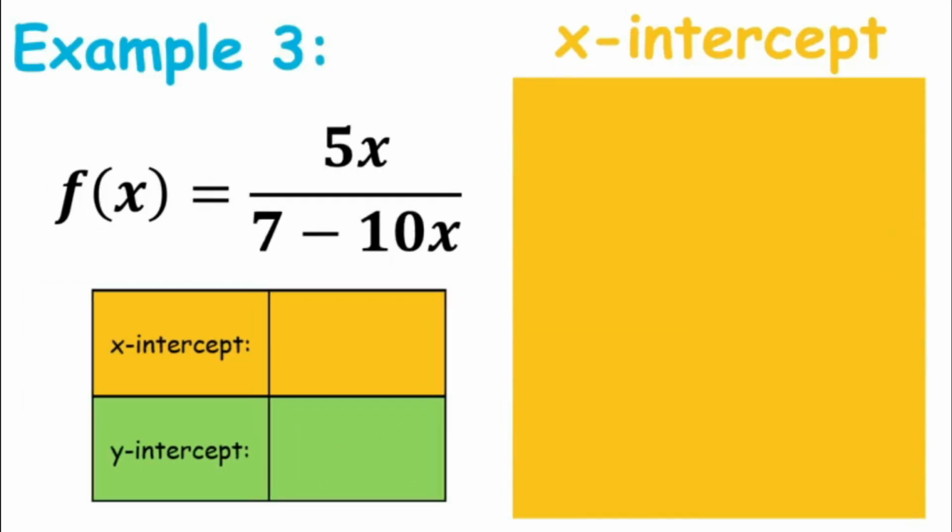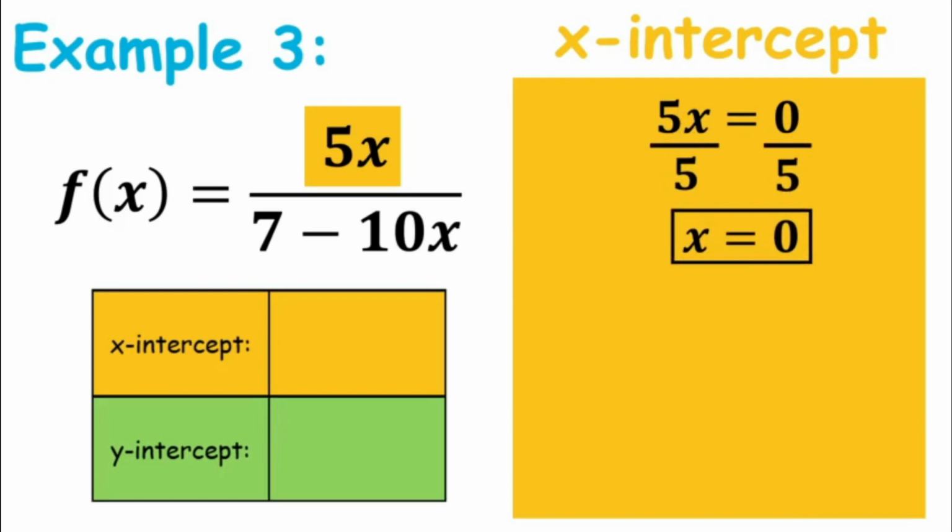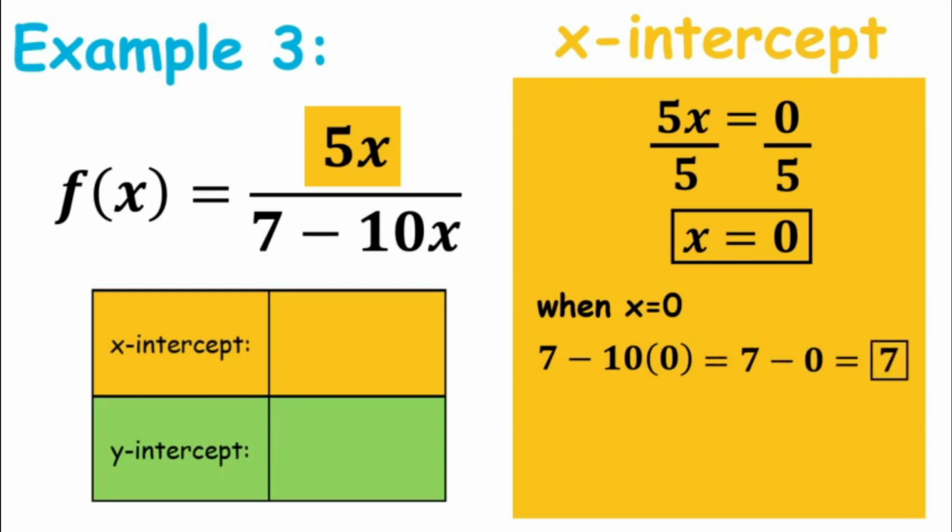Example 3. For the x-intercept, we have 5x. 5x is equal to 0. Divide both sides by 5, we have x is equal to 0. Substitute 0 for x in the denominator. When x is equal to 0, 7 minus 10 times 0 is equal to 7 minus 0, which is equivalent to 7. Since 7 is a non-zero number, we can say that 0 is the x-intercept of the function. So the x-intercept is 0, 0 or origin.